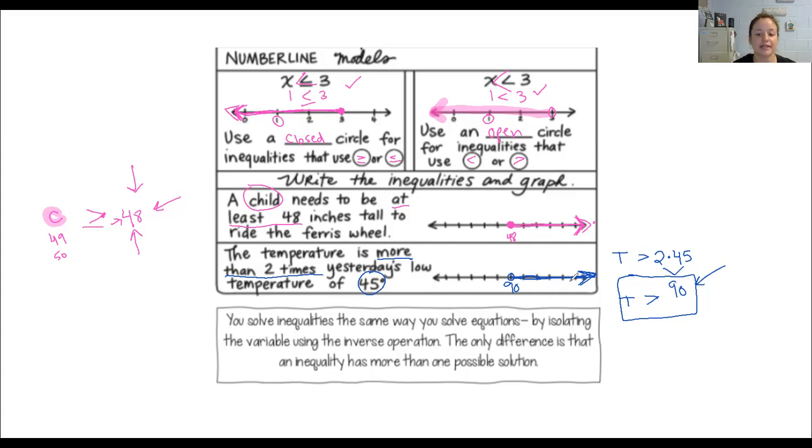Okay, let's look at this little note down below. You solve inequalities the same way you solve equations, by isolating the variable using the inverse operation. The only difference is that the inequality has more than one possible solution. Okay, so if I'm looking at that, remember, we're solving, we have to isolate. What does isolate mean? Get the variable by itself. And inverse, what's another word for inverse? The opposite operation.